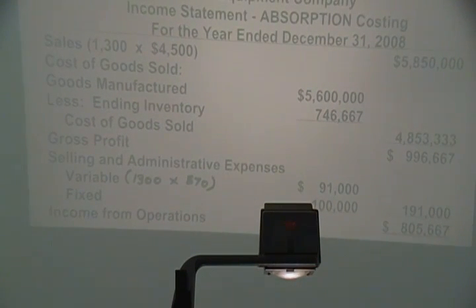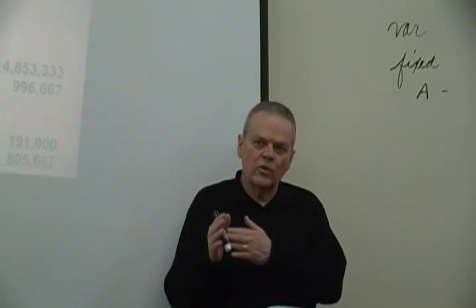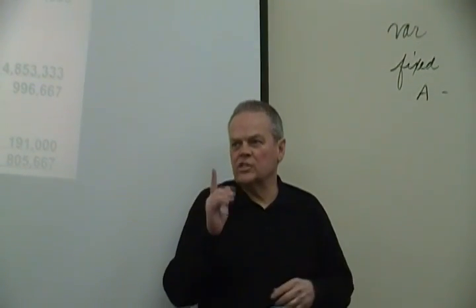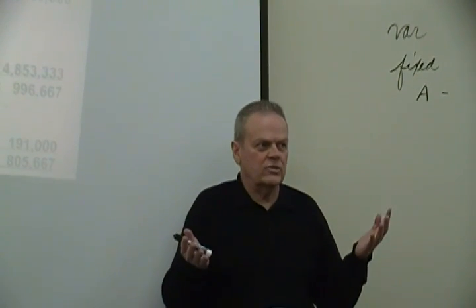At the beginning of this, we should have predicted whether this number was going to be larger or smaller than variable. I wish we had done it at the beginning. We can still do it now. We don't know what variable is going to be. Let's predict. It has to do with whether or not inventory changed. Inventory went from 0 to 200 units. Inventory increased. If inventory changes at all, increase or decrease, variable and absorption will give you different answers.